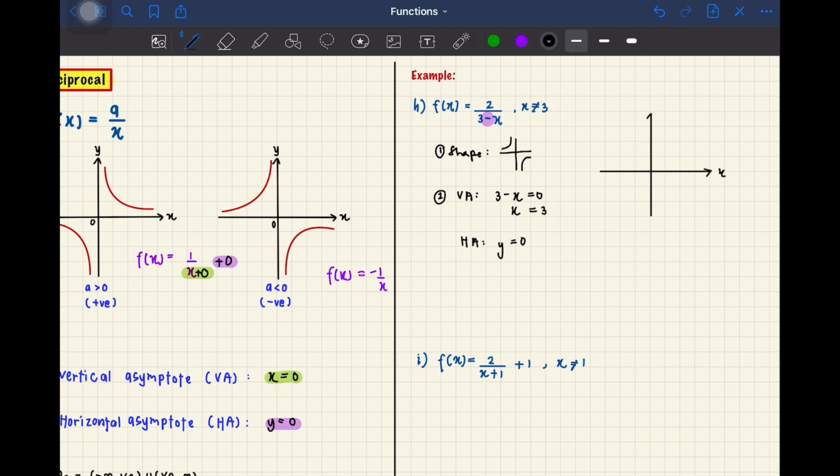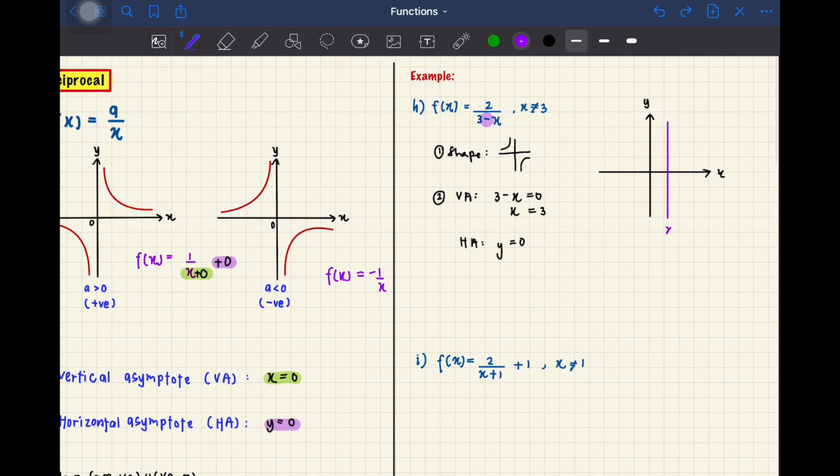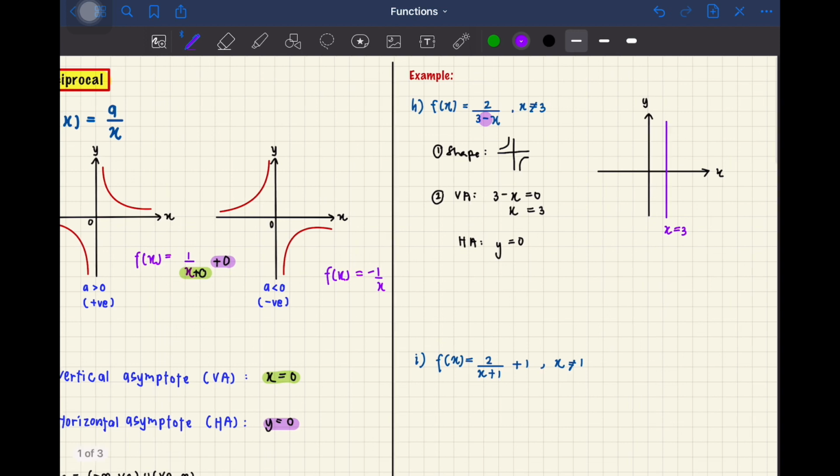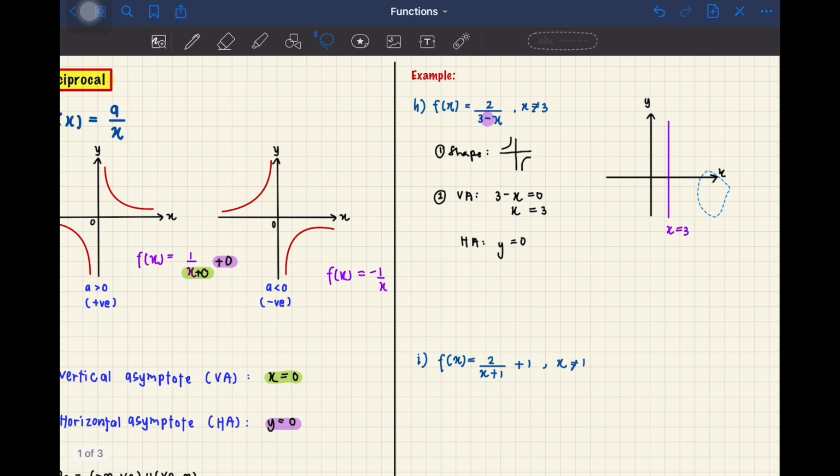This is x, and then this is y. So vertical asymptote is x equal to 3. Vertical asymptote is somewhere here. So this is x equal to 3. And then horizontal asymptote is y equal to 0, which is the x-axis itself. Okay, so let us draw our function right now.